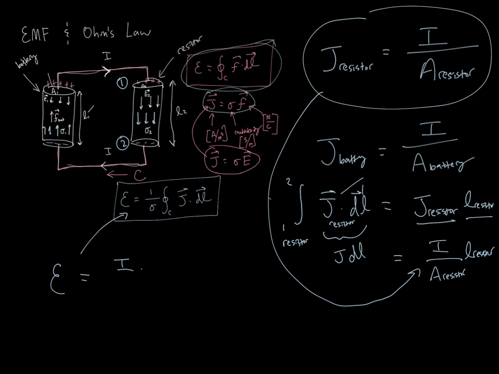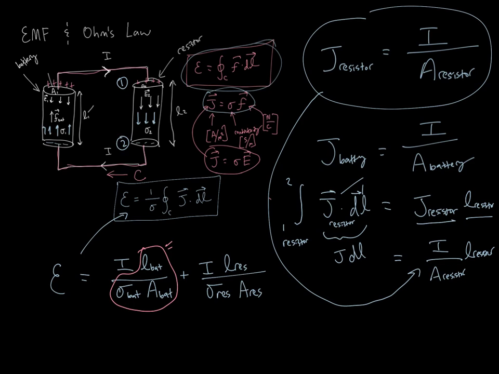I times the length of the battery divided by sigma battery, that's the conductivity of the battery, times A, the cross-sectional area of the battery, plus I times the length of the resistor divided by the conductivity of the resistor times the cross-sectional area of the resistor. And we recognize this as the resistance of the battery. And we recognize this as the resistance of the resistor.